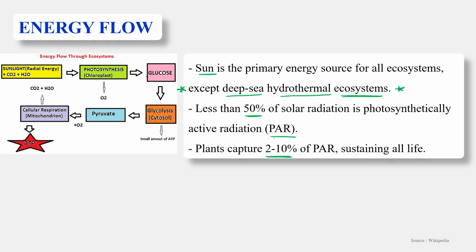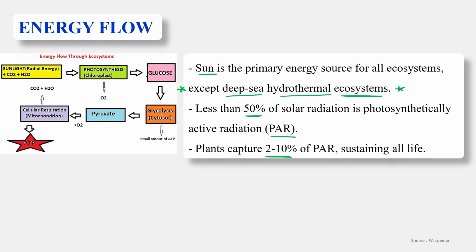Only 2 to 10%. As you can see in this picture, energy flows from sunlight to plants. They utilize sunlight for photosynthesis and convert this sunlight or energy into glucose.